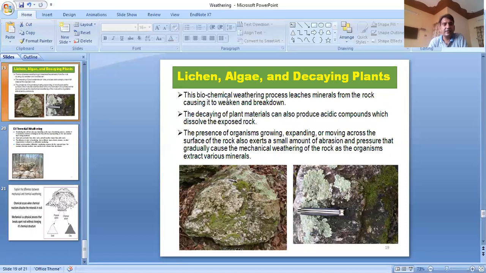Lichen and algae are part of the biochemical weathering process, leaching minerals from the rock, causing it to weaken and break down. The decaying of plant materials can also produce acidic compounds which dissolve the rock, which is the same process. You can see here these are algae and lichens. Look, they are on the surface, the upper layer of the rocks, but look at how they are disintegrating or breaking down that upper layer. In this way they create fissures, loosen or weaken the rocks. So they are agents of biological weathering.